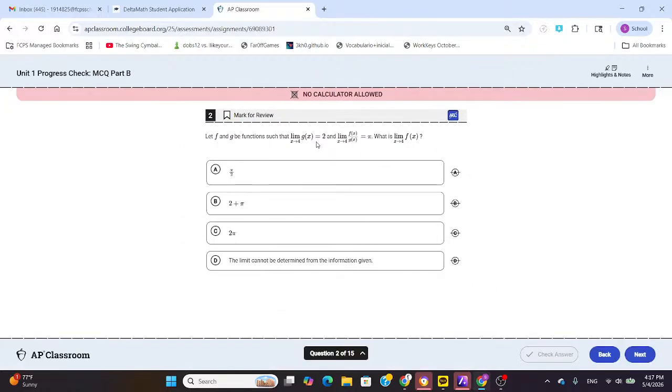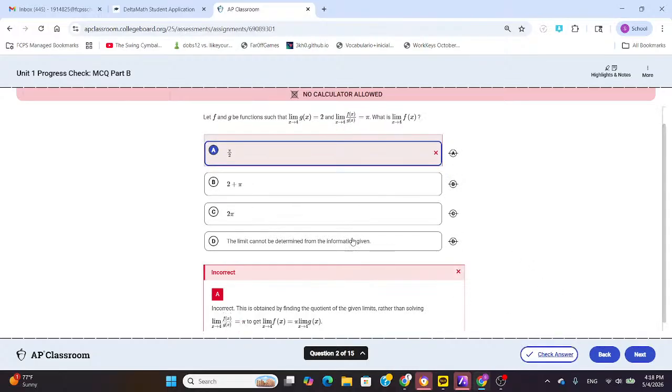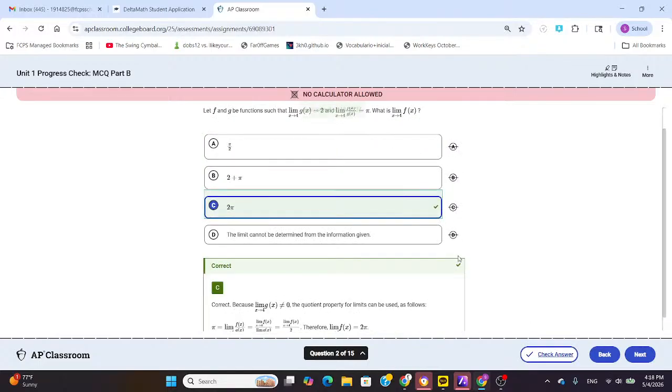So number 2. Let f and g be functions such that the limit as x approaches 4 of g of x equals 2, and the limit as x approaches 4 of f of x over g of x equals pi. What is the limit as x approaches 4 of f of x? Now that's a bit tricky. Isn't it not A? Never mind, it's not A. Then it's C.